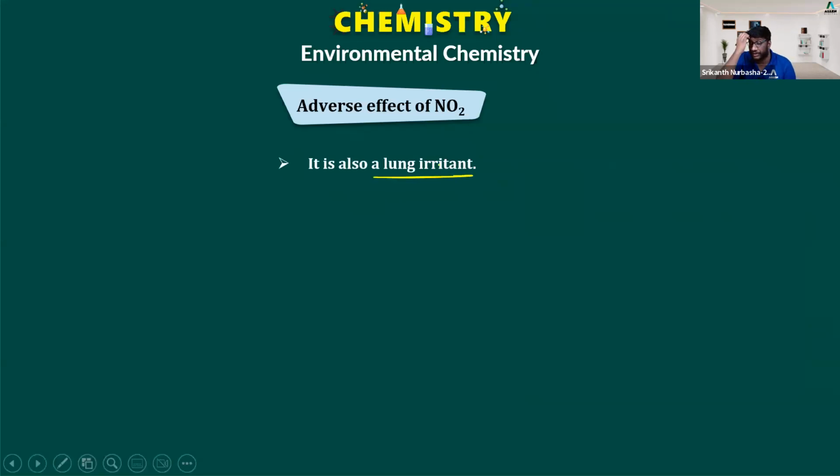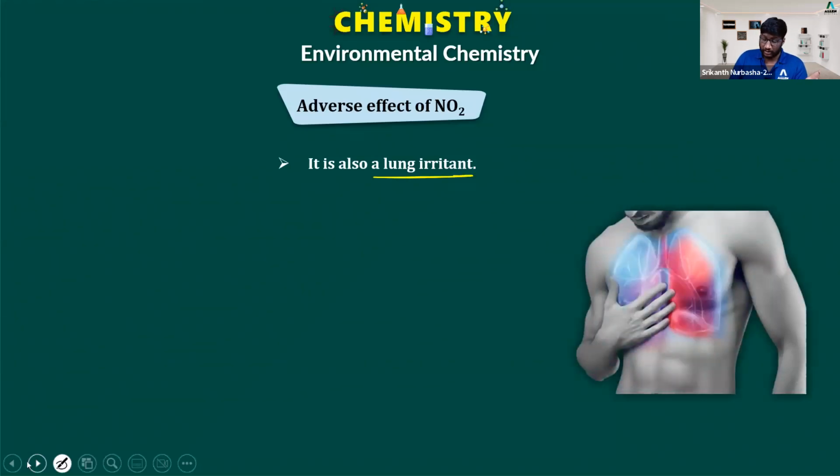You have to remember these, students. What are the adverse effects of NO2? What are the adverse effects of SO2? Like, excess of SO2 causes what? Which of the following? Excess of NO2 causes which of the following? Questions like that can be framed. You know how questions from environmental chemistry can be asked. So adverse effects of NO2: it is also a lung irritant.